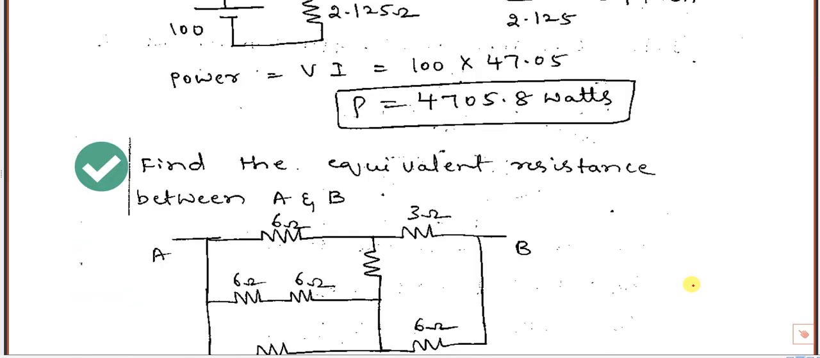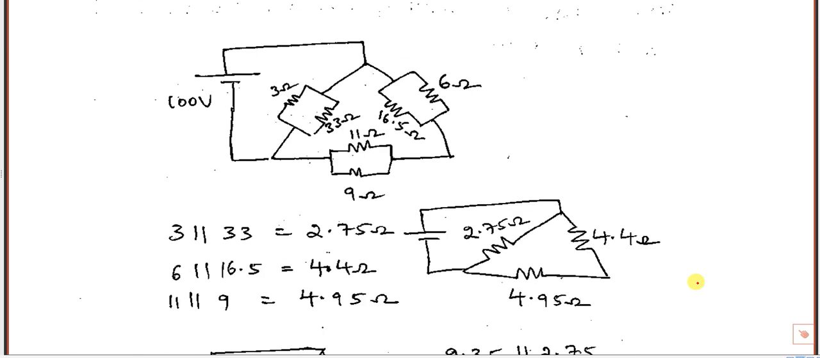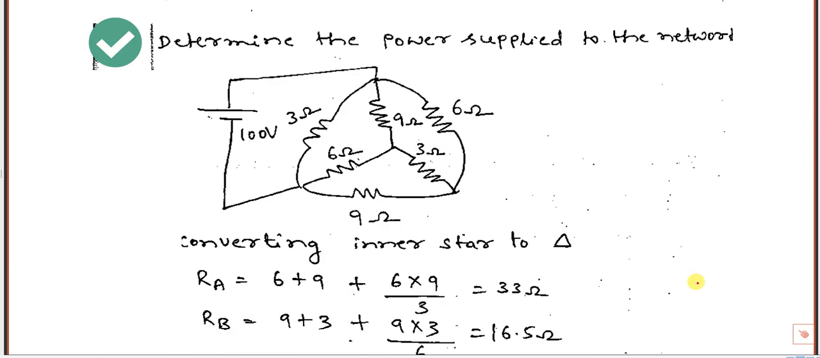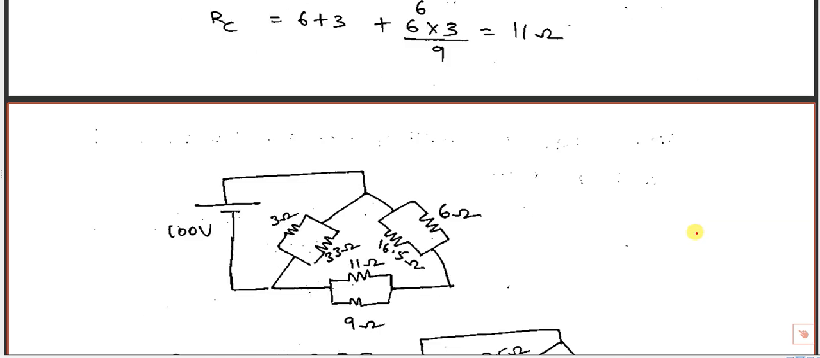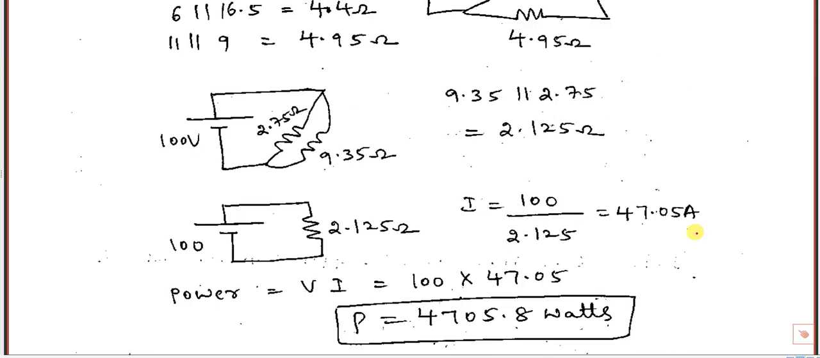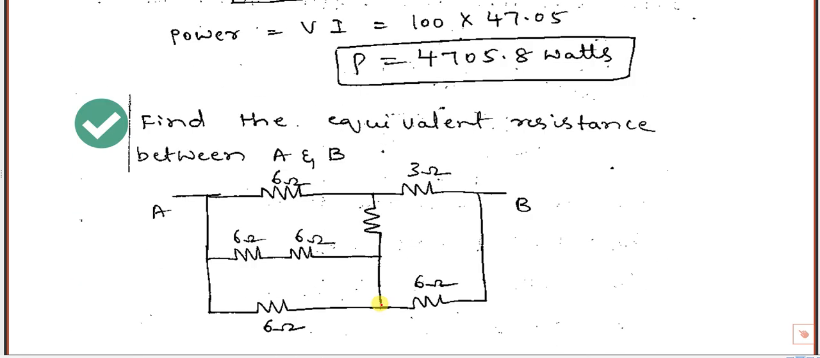And this is a very, very important problem. You can go through this, if you are reading. It also converts star to delta, delta to star, then finally simplify. Get one simple circuit, find the current. Once you find the current, power delivered by that is V into I. It's not so important.